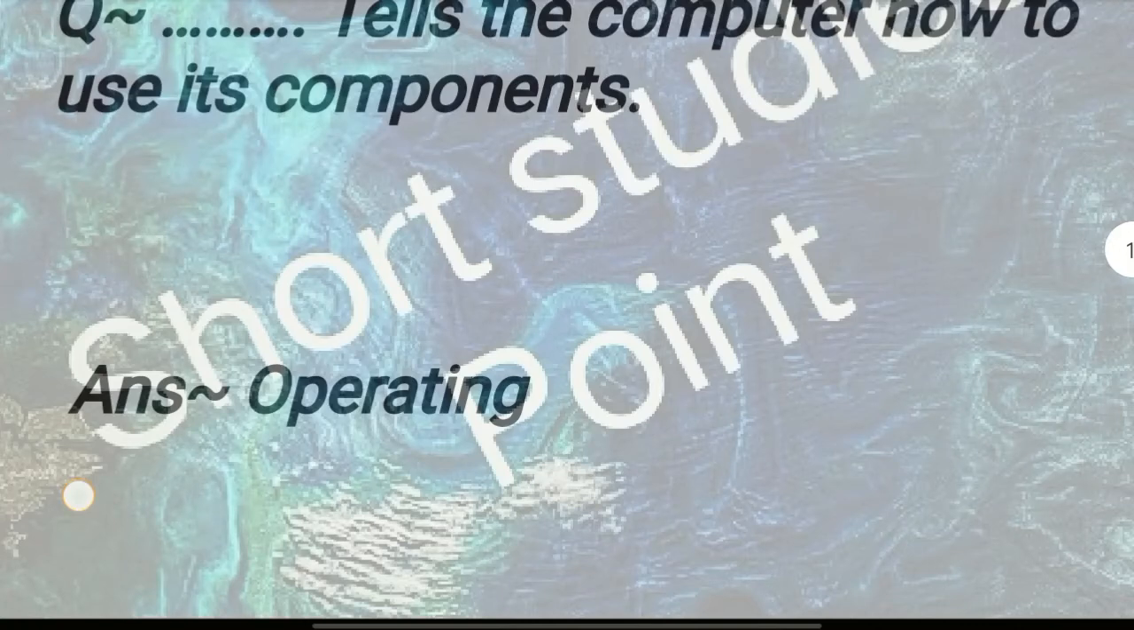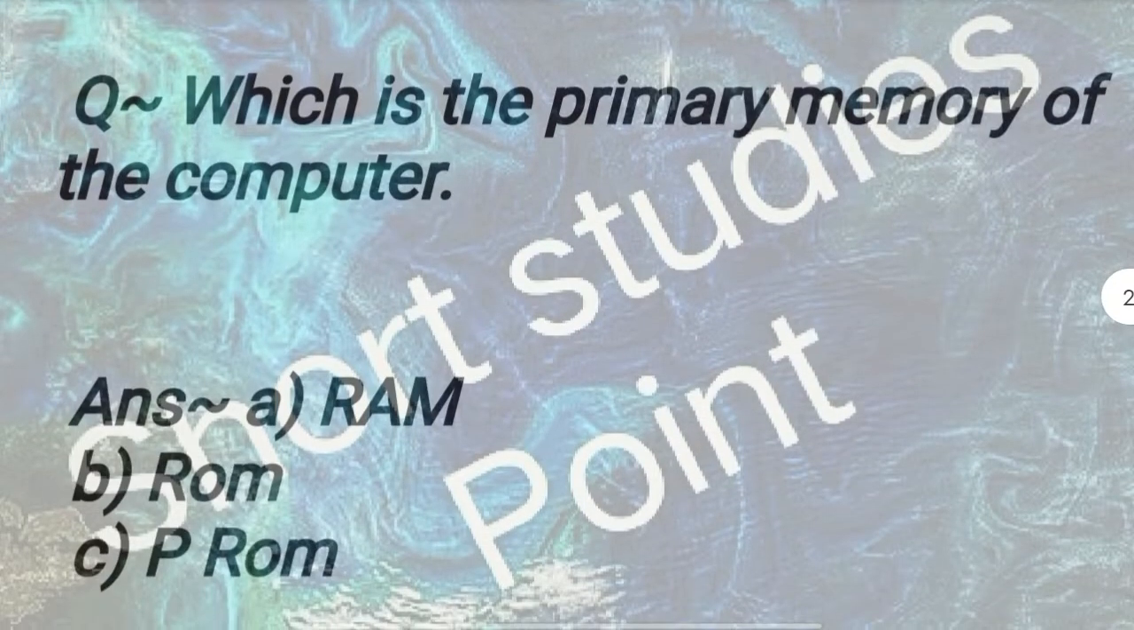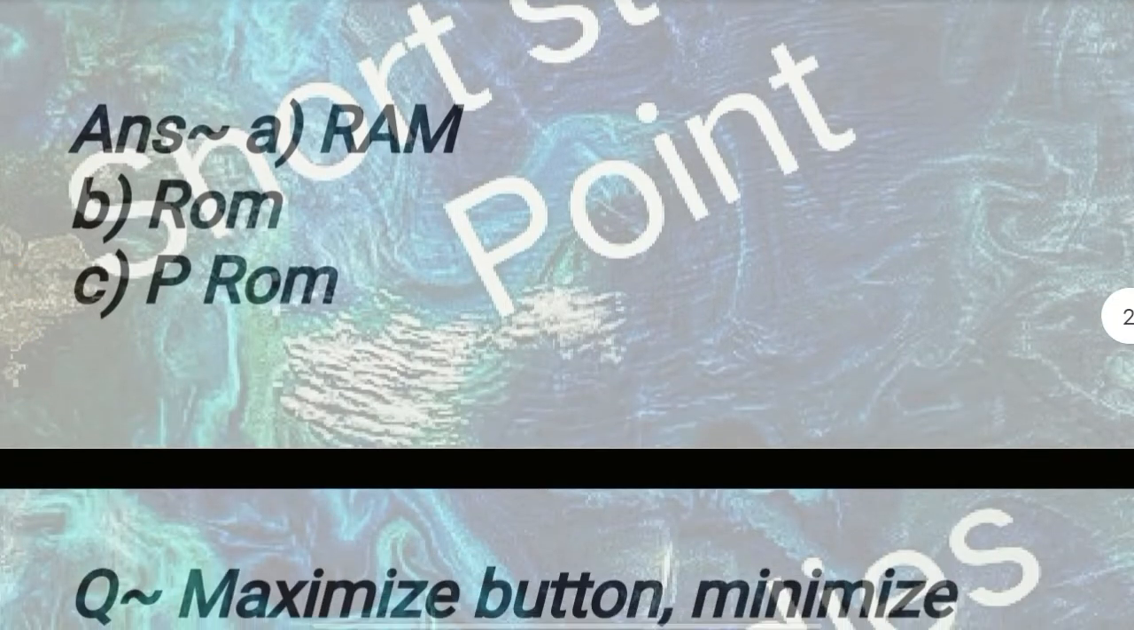Question: What tells the computer how to use its components? Answer: Operating system. Next question: Which is the primary memory of the computer? Answer: RAM, ROM and PROM.